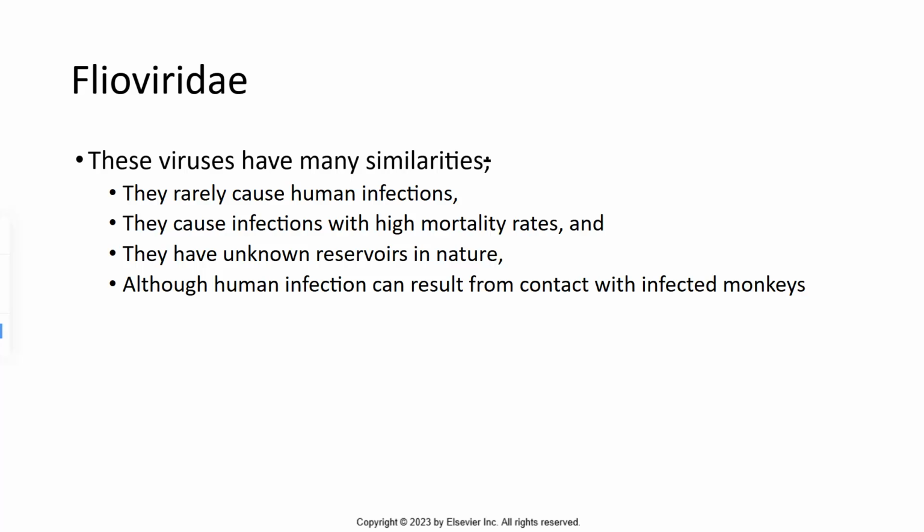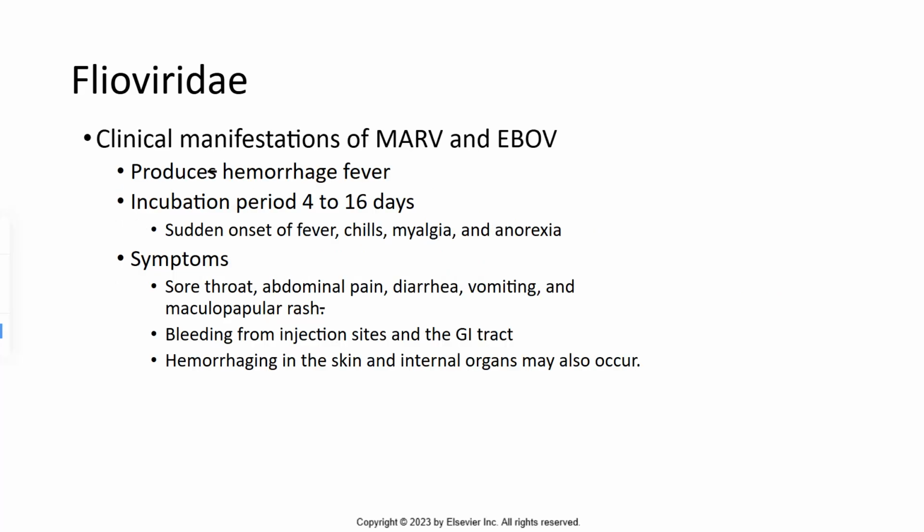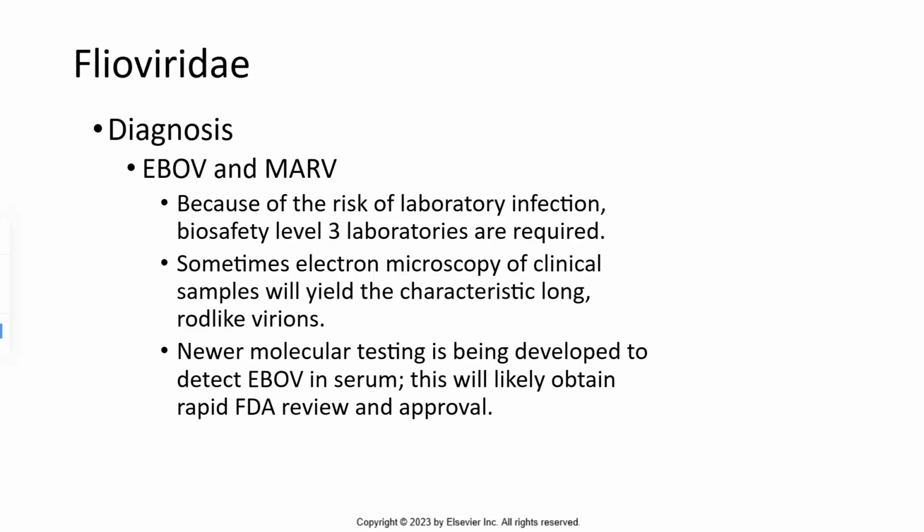contact with infected monkeys. Clinical manifestations of MARV and EBOV: they produce hemorrhagic fever, incubation period 4 to 16 days, sudden onset of fever, chills, myalgia, and anorexia. Symptoms: sore throat, abdominal pain, diarrhea, vomiting, and maculopapular rash. Bleeding from injection sites and GI tract. Hemorrhaging in the skin and internal organs may also occur.